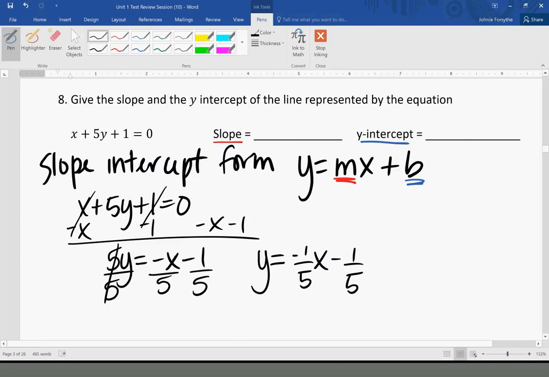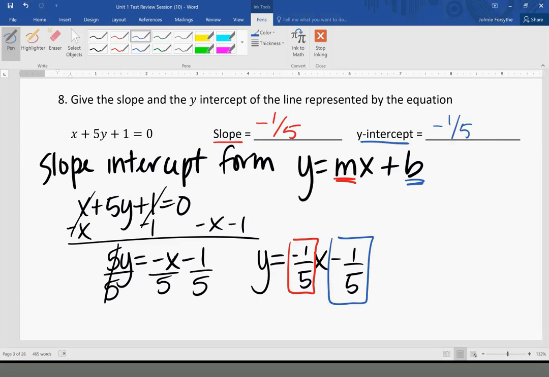So now that we have written our equation in slope-intercept form, we can identify the m and the b. The coefficient for the x is negative 1 over 5, so that is your slope. The y-intercept is going to be negative 1 over 5. That's actually your y-intercept as well. This equation was interesting because your slope and y-intercept are actually the same number, but they mean very different things.